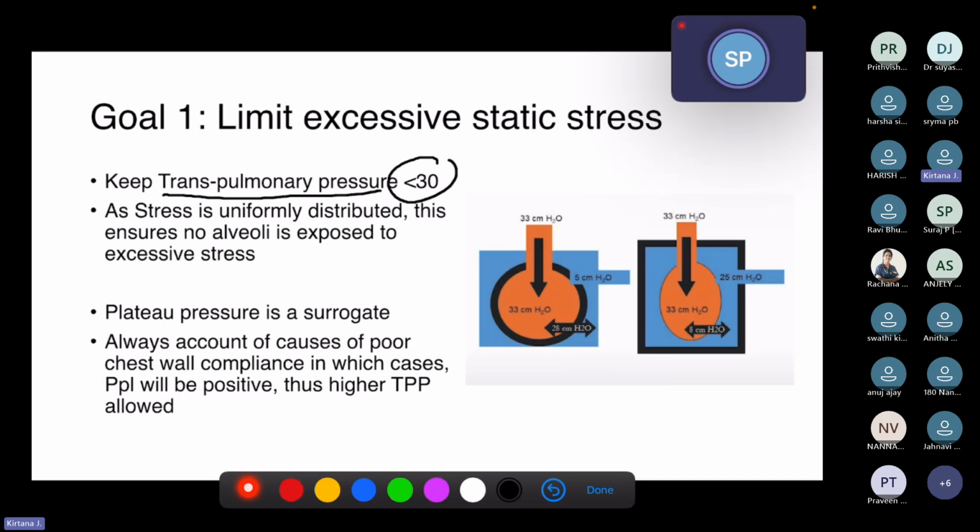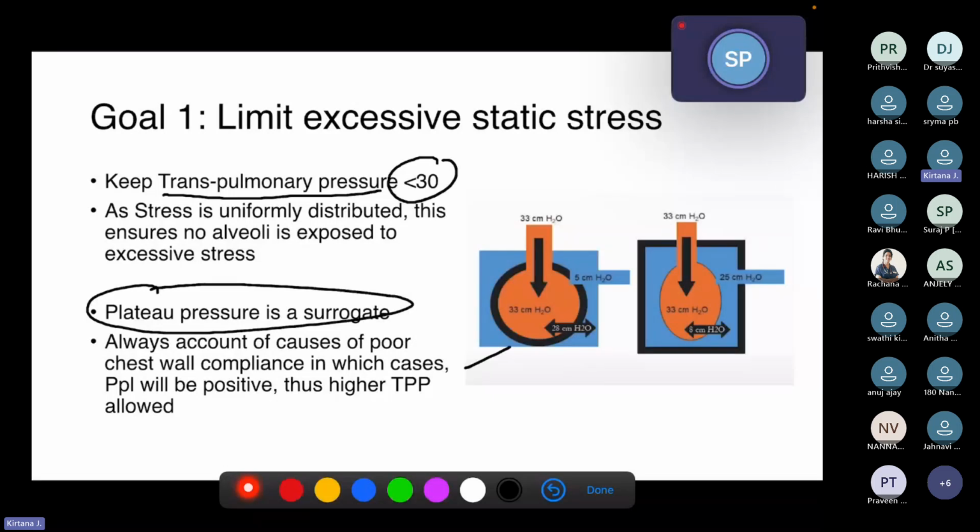So what we use in common practice is, instead of the transpulmonary pressure, we use the plateau pressure as a surrogate. Plateau pressure, as we all know, is measured when we give an inspiratory pause. That is, when the flow is zero, the pressure that is there at the end of inspiration is known as the plateau pressure. So we use the plateau pressure as a surrogate marker for the transpulmonary pressure. But there is one thing that we have to keep in mind. Let's understand by this example.